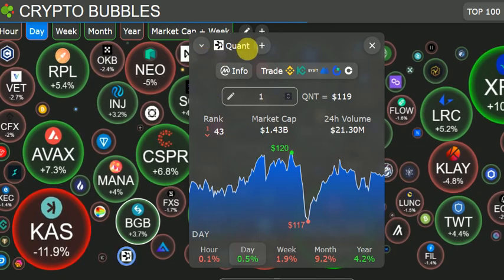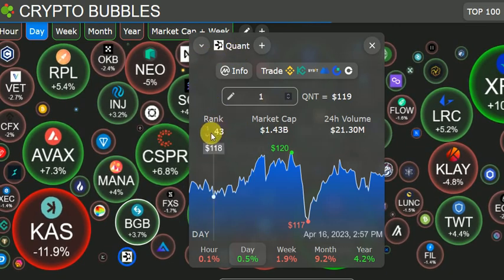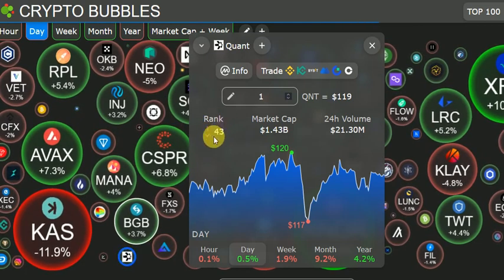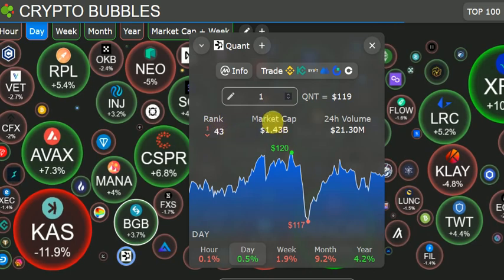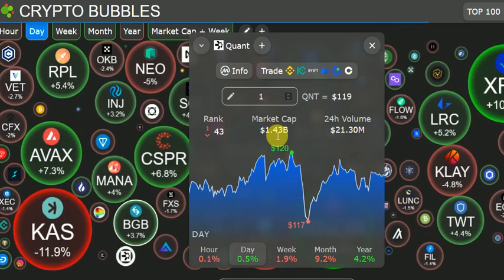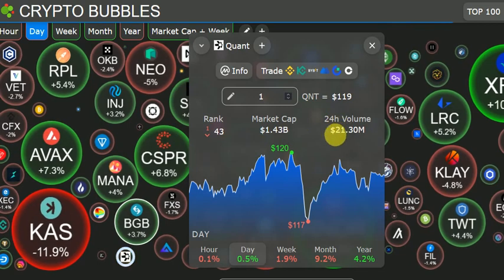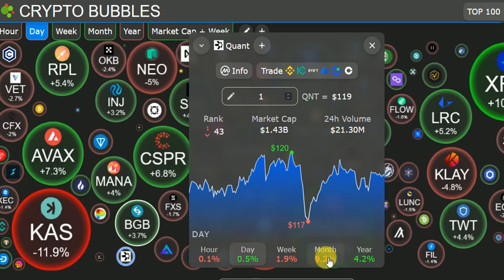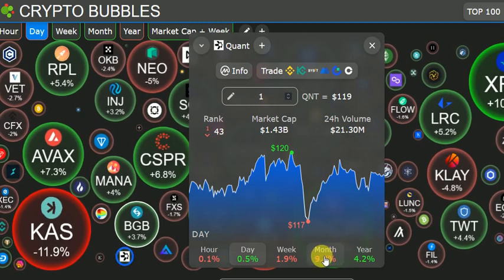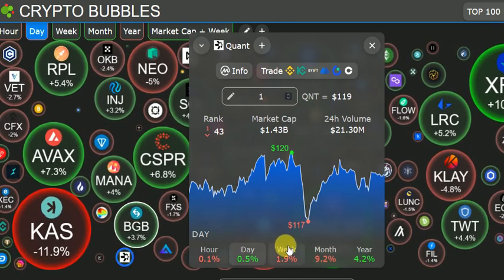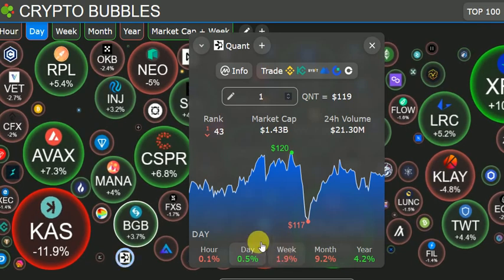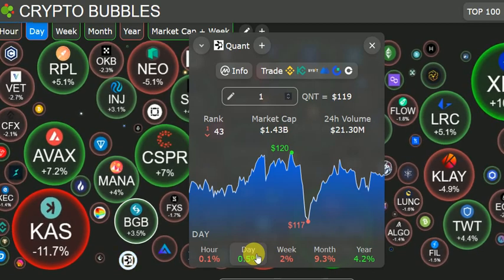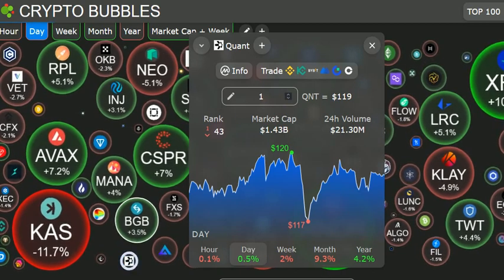And today we will be looking at Quant, and as you can see, we have dropped by 1 point in our ranking. Quant is currently priced at 43 with a market cap of $1.43 billion. We have a 24-hour volume of about $21.3 million. As you can see, we're down 9.2% for the week, about down 1.9% for the month, and up about 0.9% for the day. Without further ado, let us move over to the chart.